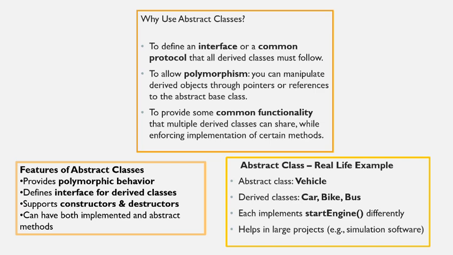Abstract class real life examples. We can get to know about abstract classes through a real life example. We can take the abstract class as a vehicle and the derived classes as car, bike or bus. As said, they are derived from the abstract class. Car, bike, bus, all these three are vehicles, and each implements its own start engine function. It helps in large projects.